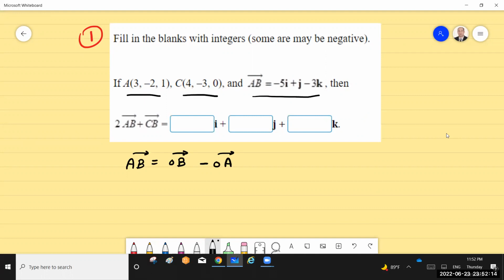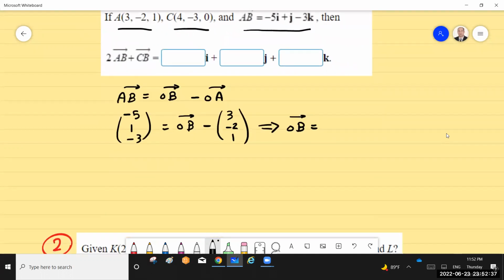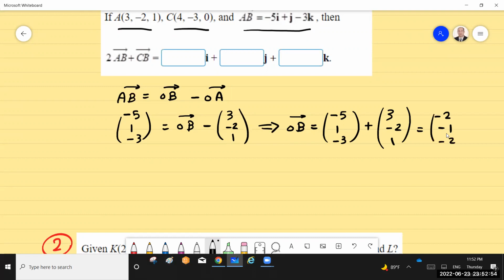The vector AB is given as -5, 1, -3. This equals OB minus the vector OA, which is 3, -2, and 1. So this implies the vector OB, the position vector of point B in space. OB is now the sum of these: -5, 1, -3, plus 3, -2, and 1. -5 plus 3 is -2, 1 plus -2 is -1, and -3 plus 1 is -2.